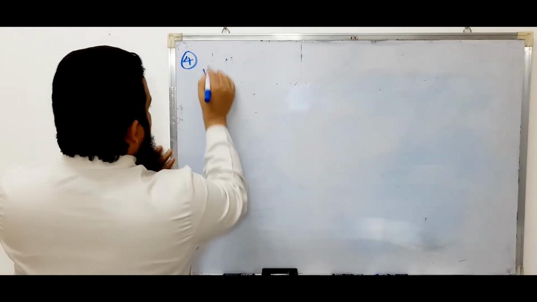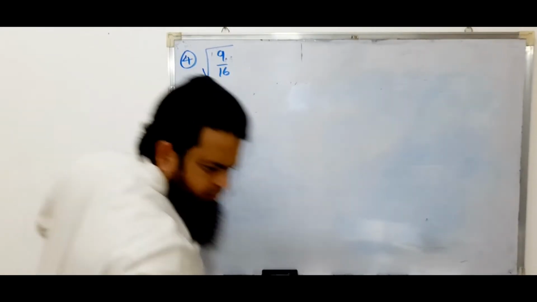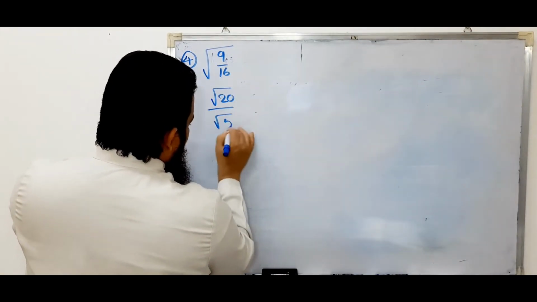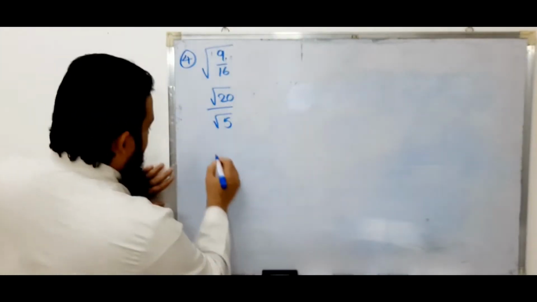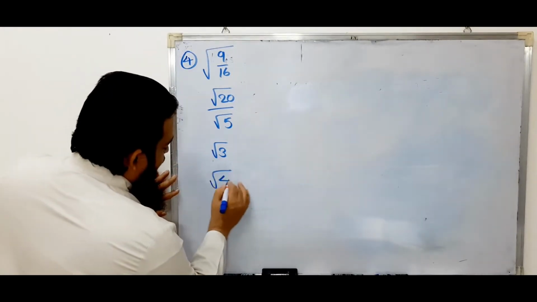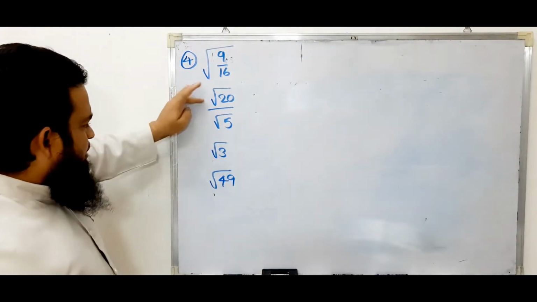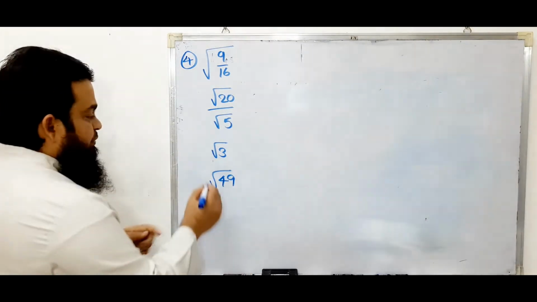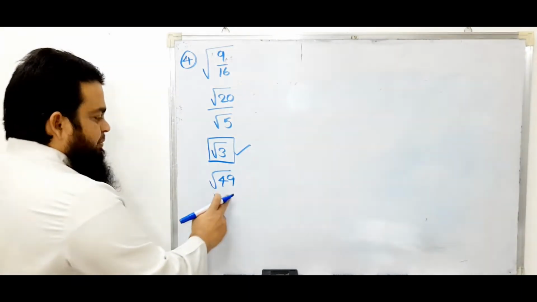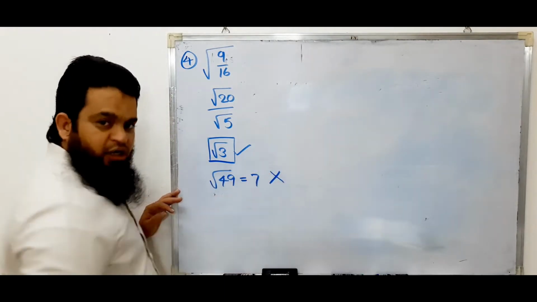Square root of 9 by 16, he has given as one option. And square root of 20 by square root of 5, this is the second option. And square root of 3, he has given as third option, and square root of 49. So you have to find which one is irrational. See, we don't know about these three. We cannot tell directly. Root 3 we have learned it is an irrational number. And by seeing this we can tell that root 49 is equal to 7. So therefore it is not an irrational number.